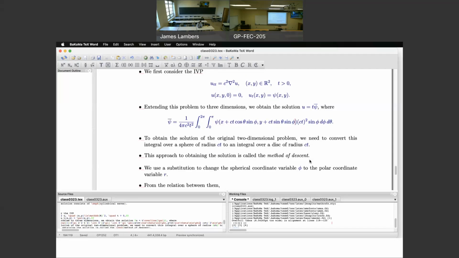So literally there's a descent going on, moving the point sitting on the sphere down to z equals 0. But we need to do it in such a way as to figure out what this integral would look like if being over a disk. So there's a change of variable going on here.